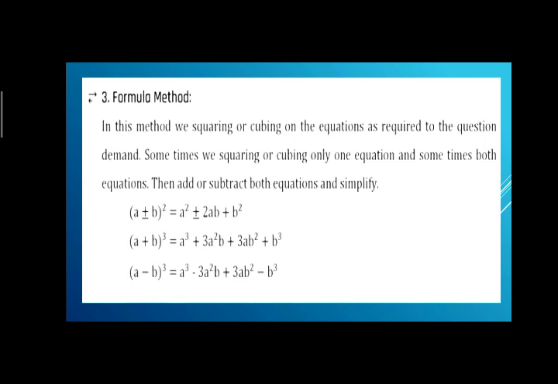Here you see on the screen, a plus b whole square is equal to a square plus 2ab plus b square. The second one is a minus b whole square is equal to a square minus 2ab plus b square. The third one is a plus b whole cube, that is equal to a cube plus 3a square b plus 3ab square plus b cube. And the fourth one is a minus b whole cube, that is equal to a cube minus 3a square b plus 3ab square minus b cube.